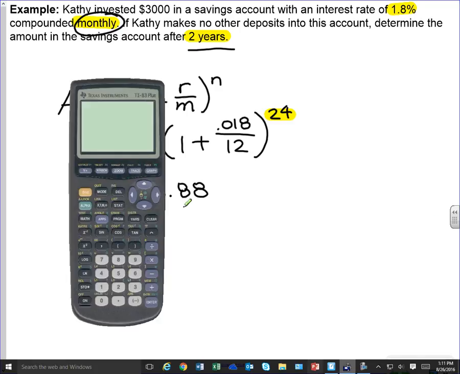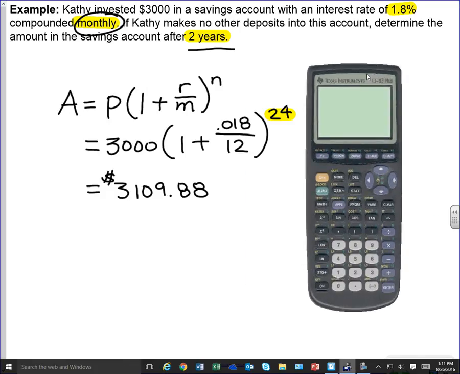Let's talk about how to put this one in our calculator, just in case you're wondering, because this has an exponent in it, which can make it a little more difficult. So we're going to do 3,000 times 1 plus 0.018 divided by 12, parenthesis. And then this little symbol here, we sometimes call it a housetop, or some people call it a caret. I usually call it a housetop. That means we're going to raise to the power of, and then 24. And then we should get our answer there.